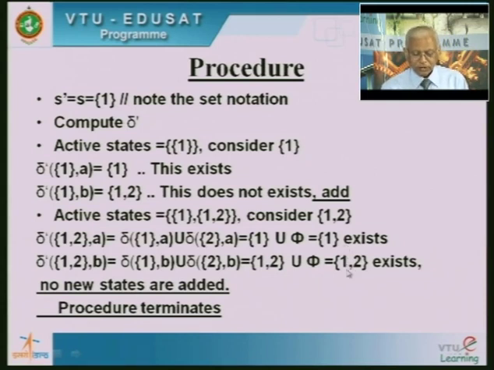So, that means both of them exist. That means when you are not able to add any new state, the algorithm or the procedure terminates. So, that means we have already translated a non-deterministic finite state machine to a deterministic finite state machine. Now let us write the transition table and diagram and see whether it matches with our original solution.